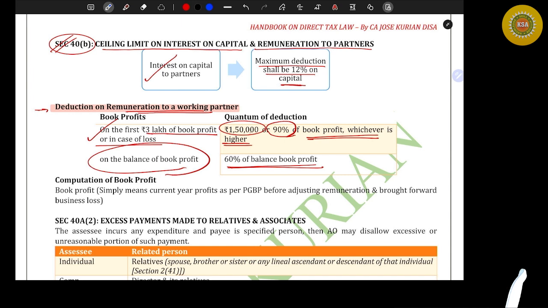No. Foreign tax you are paying, you will get a foreign tax credit here, under section 90, 90A, 91. 3 sections are here. We call it relief under DTAA. Come again? He asked again.